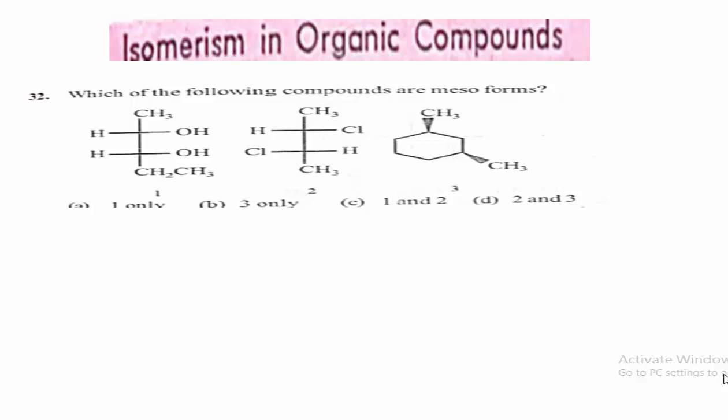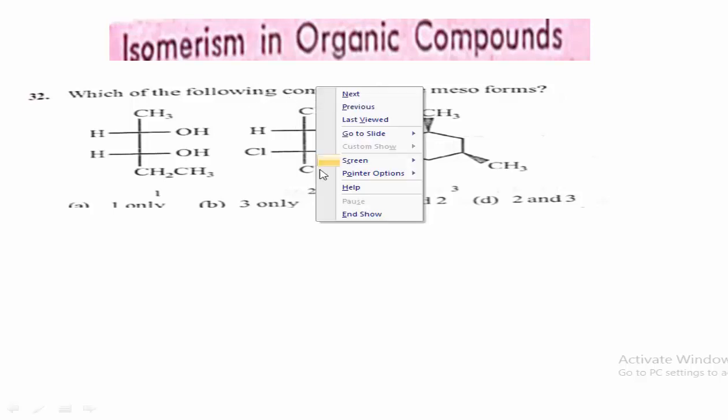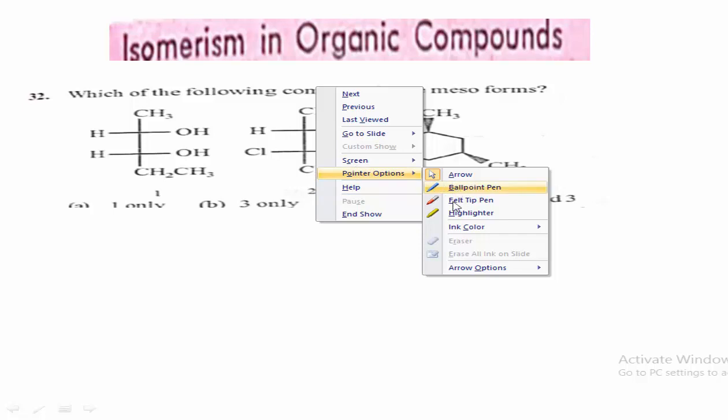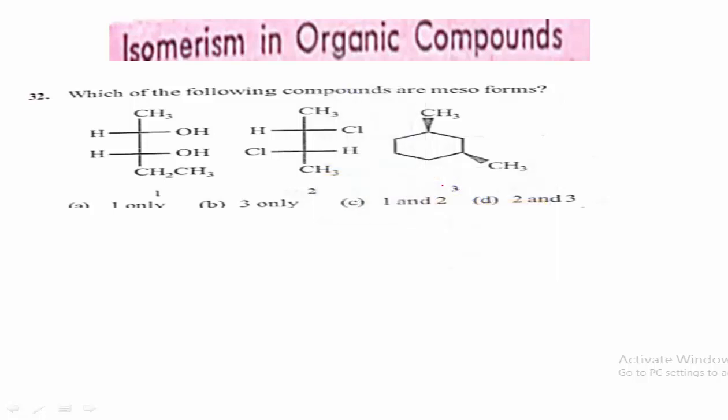Okay, what is the question? Which of the following compounds are mesoforms? First, you should know what mesocompounds are. Students, remember, mesocompounds first contain a plane of symmetry. I write some points related to mesocompounds here. Mesocompounds contain a plane of symmetry.